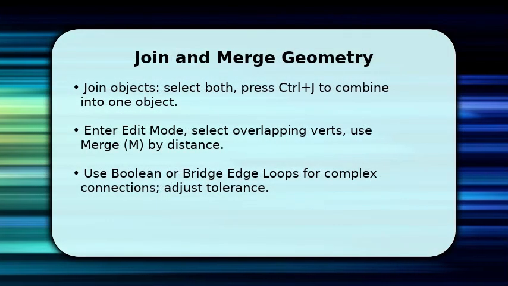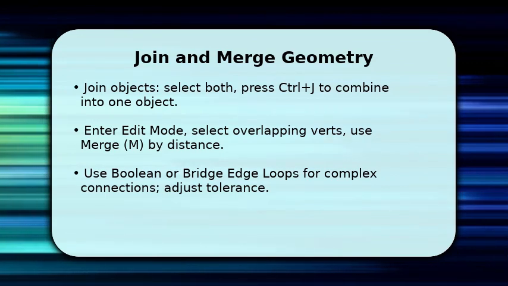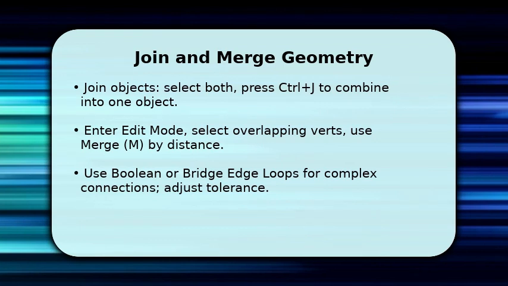Now combine and clean the geometry. Press Ctrl+J to join the meshes into a single object. This makes topology edits straightforward. Enter edit mode and select overlapping vertices. Use merge by distance, M by distance, to weld them. Adjust the distance value so only intended verts merge.